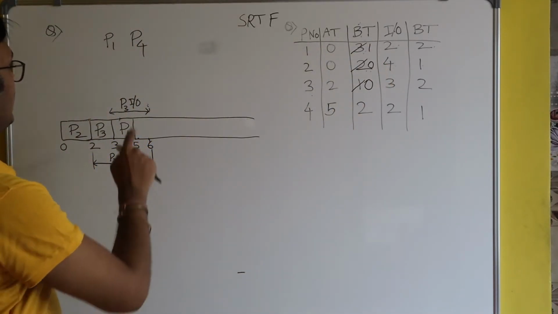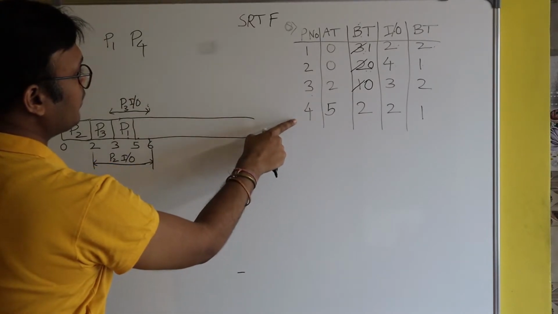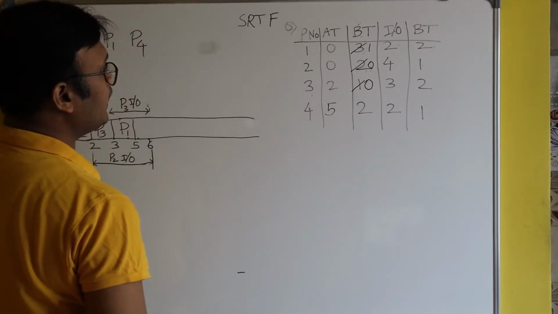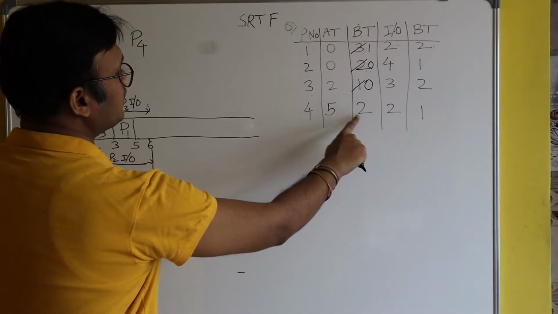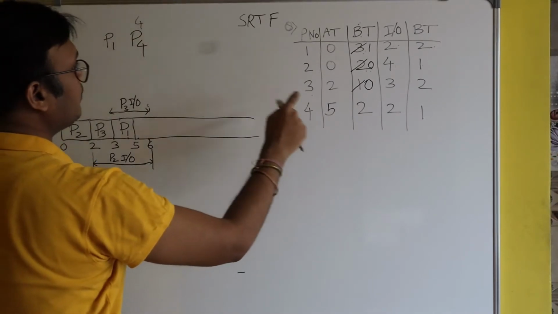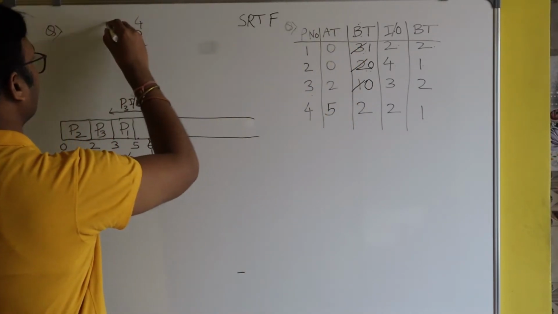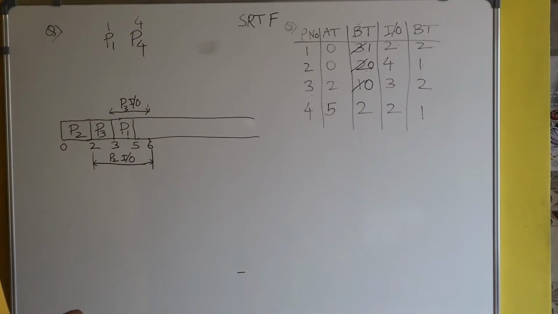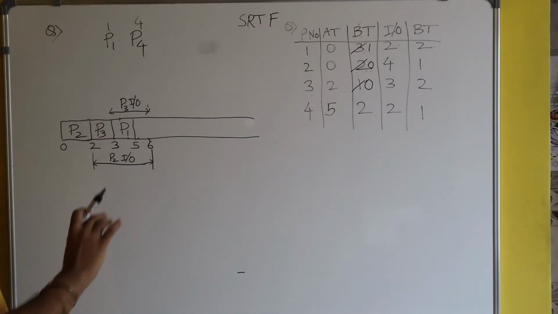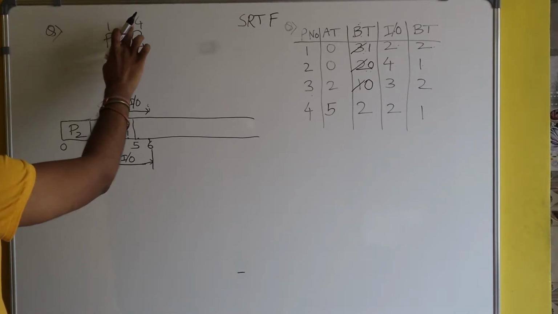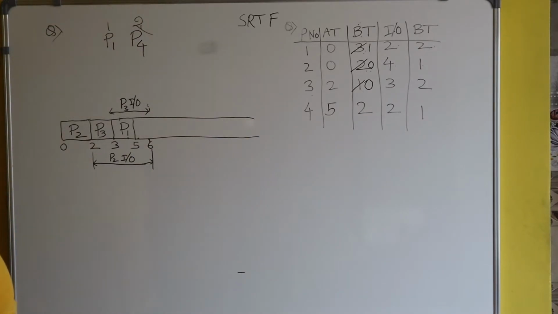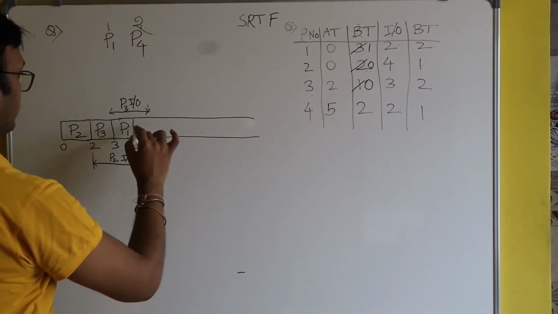Fine. And now you see among P1 and P4, CPU should be given to which process? So here you can see that the burst time of process P4 is 2, and the remaining burst time of process P1 is 1. So it's better that CPU should remain with P1 because P1's remaining burst time is less than P4's burst time, which is 2. Okay. So here CPU will remain with P1.